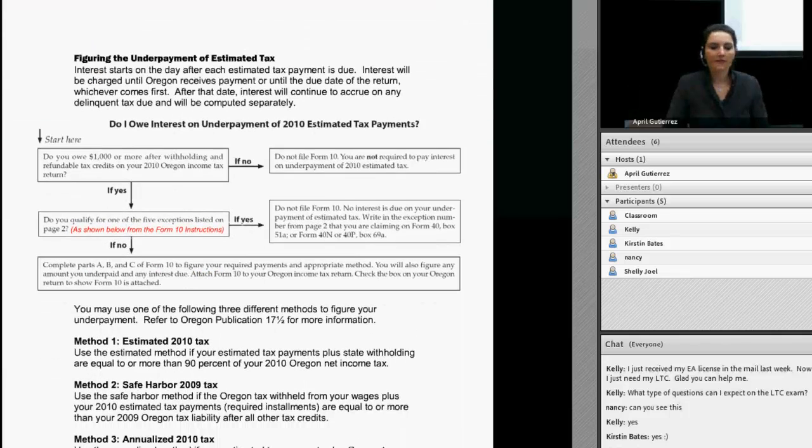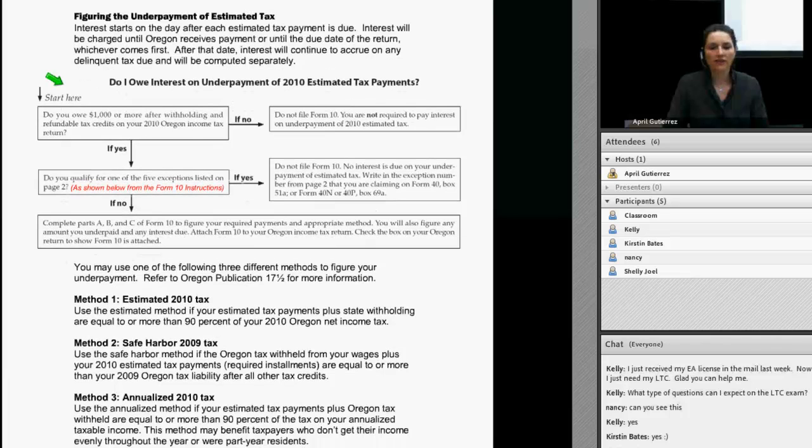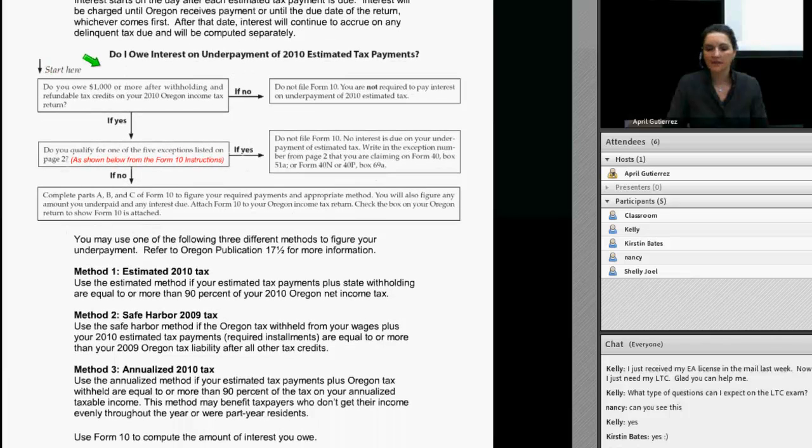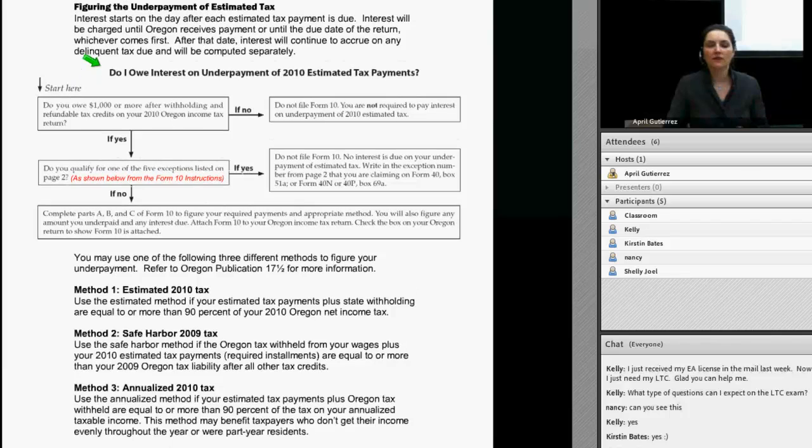Figuring the underpayment of estimated tax. Interest starts on the day after each estimated tax payment is due. Interest will be charged until Oregon receives payment or until the due date of the return, whichever comes first. After that date, interest will continue to accrue on any delinquent tax due and will be computed separately. Now this is a table or a flow chart that comes from the instructions for Form 10.